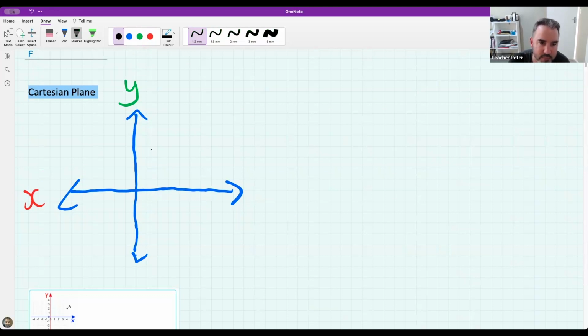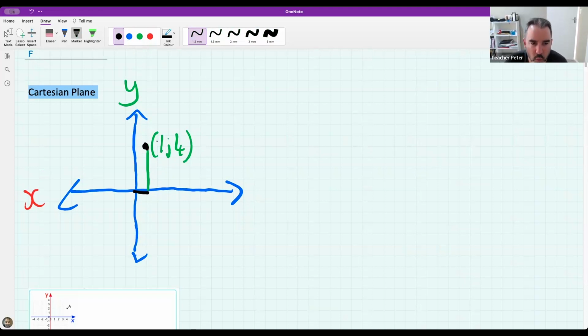So let's say we have the point up here. We would go one across, and then we would go, how many up? We would go 2, 3, 4. So we went one across and 4 up. And that point over there is called a coordinate point or an XY pair.